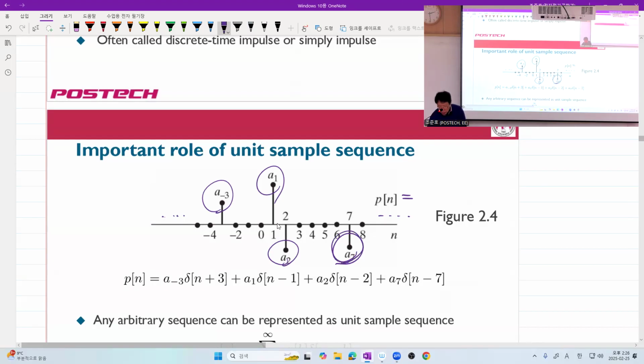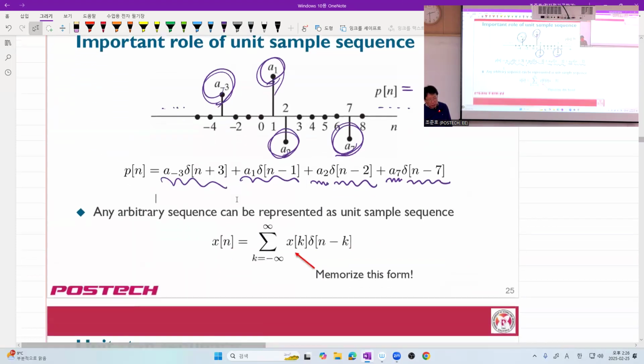So what is this one? This one is, as it says, A7 times delta of n minus 7. What is this one? A2 times delta of n minus 2. And this one, A1, this one, A2. Got it? Now, what about a general, very general function x?